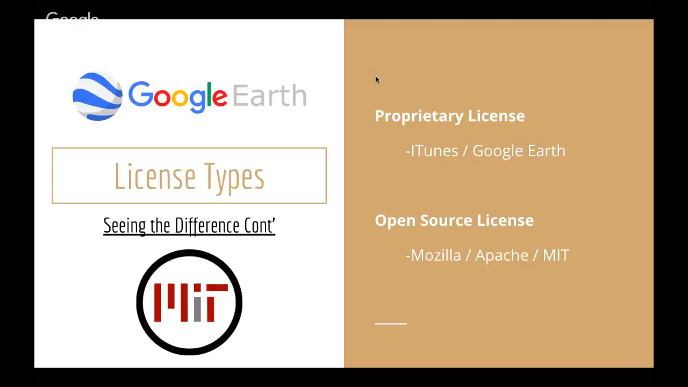And then proprietary licenses include a copyright with specific conditions. So you'll think of some pretty sophisticated programs that people want to protect the intellectual property of, like Google Earth, iTunes, Adobe Photoshop, are all really well-known examples of proprietary licensed software that's non-open source.